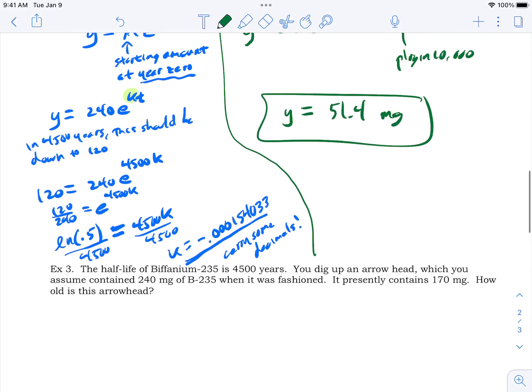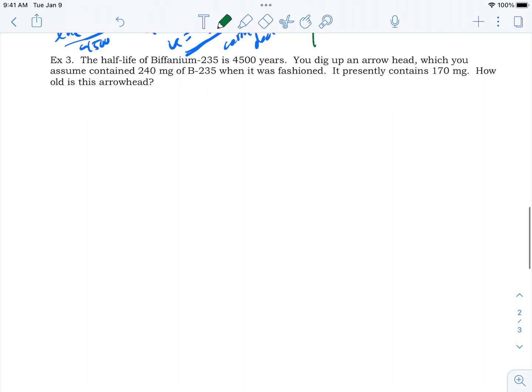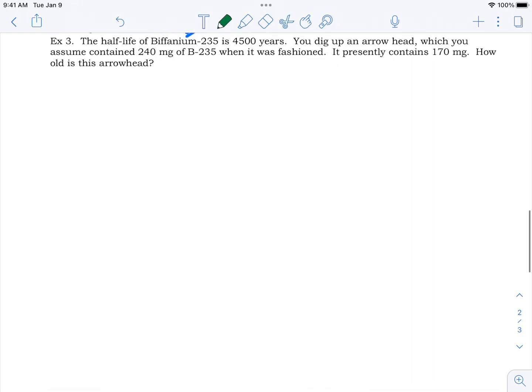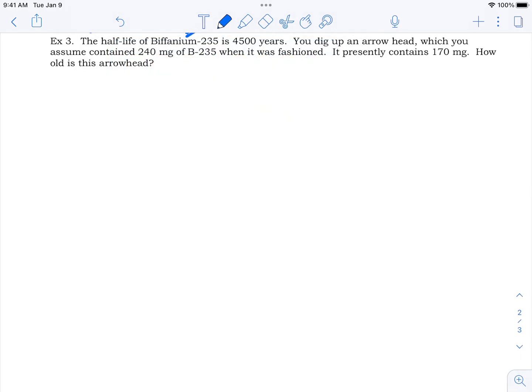Example 3, I wanted to do another half-life example. This one's just a little bit different because they're trying to ask you how old something is. But I would invite you to pause and give this a twirl yourself, just as a sort of confidence check or whatever you want to call it. Pause. Come on back. Okay, where are we?